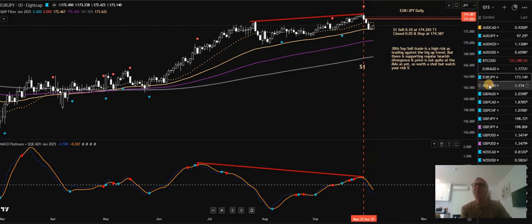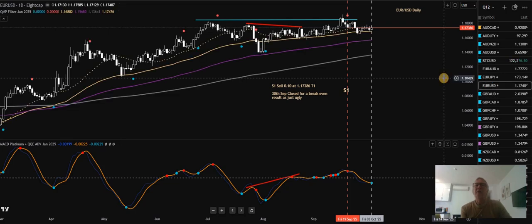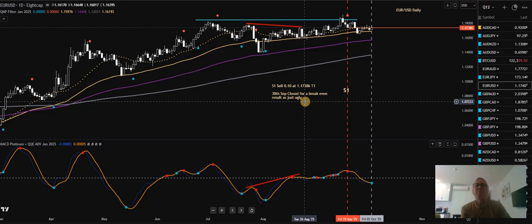Now we've got a bit of a bounce to the upside again, so we can't lose on that sell, so it's not too bad. Euro USD, again, just going flat. I was in the sell here, and all I've done is close it on the 30th of September for a break-even result. It's just ugly.